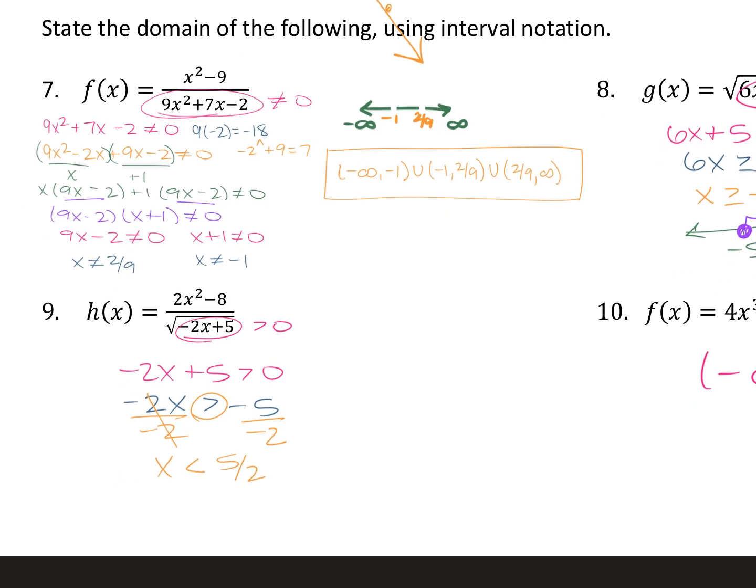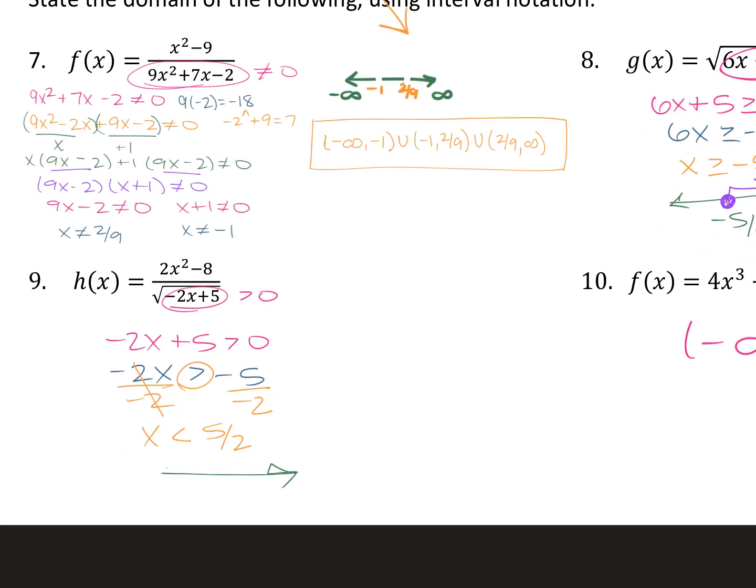To graph this, you're going to have an open circle at 5 over 2, and your line is going to go to the left, which means the interval notation is from negative infinity to 5 over 2 with parentheses on the 5 over 2.